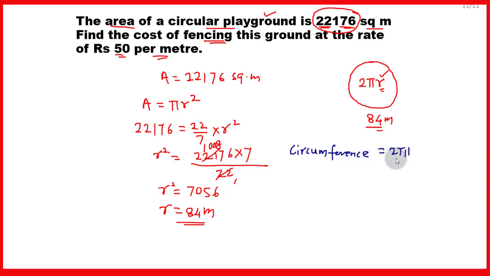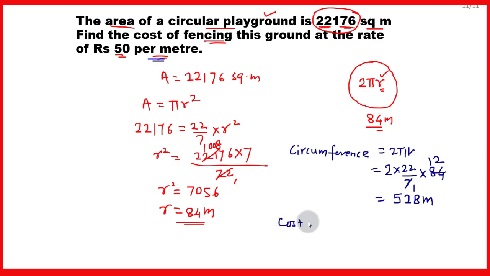Therefore circumference is equal to 2 pi r. So which is equal to 2 into 22 by 7 into r, that is 84. So which is equal to 7 ones are 7, 7 ones are 7, and 7 twos are 14. And so if you multiply 2 into 22 into 12, you will get it as 528 meter. So this is the circumference.